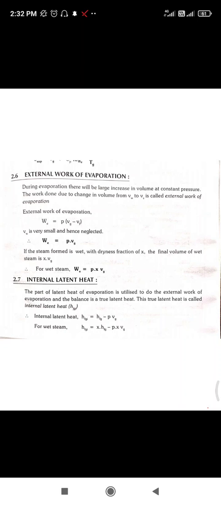Enthalpy of steam minus work: U is equal to Hg minus P into Vg. Therefore, what is P? Pressure in kilonewton per meter square.